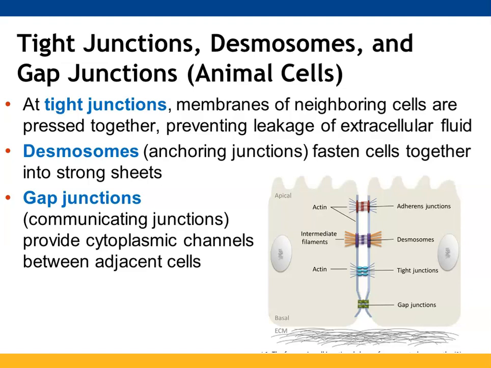Tight junctions are when your cells are pressed close to one another so that extracellular fluid does not leak. Desmosomes are more like anchors, and they help to connect cells together as a stronger unit rather than individual cells. They're multiple cells working together as one unit. And then gap junctions are going to help cells communicate via the cytoplasm.